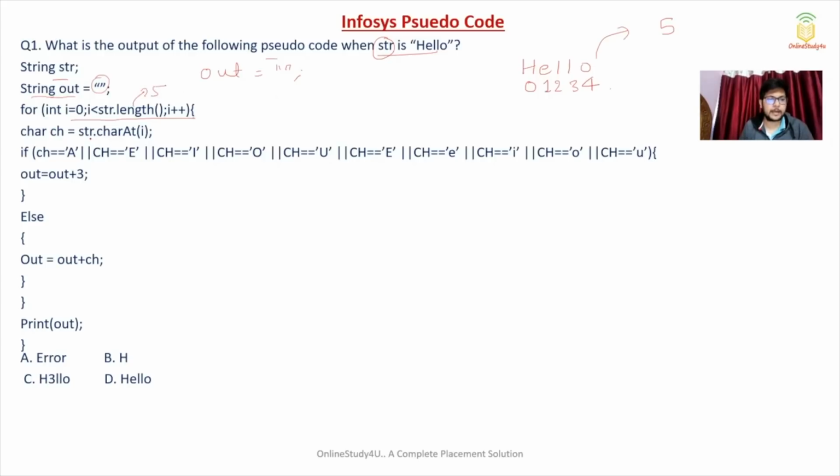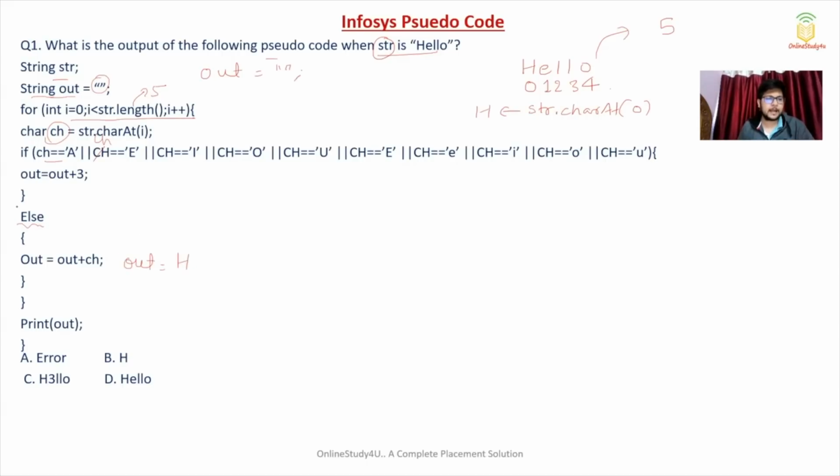Char ch is equal to char at i. So I am iterating over the entire string. First it will give str.charAt(0). This will give me h. Now I'm checking if ch is equal to a, or ch is equal to e, and so on, to check if my character is a vowel or not. h is not a vowel, so it will come to else, and out will be equal to out plus ch. So now my out will contain h.